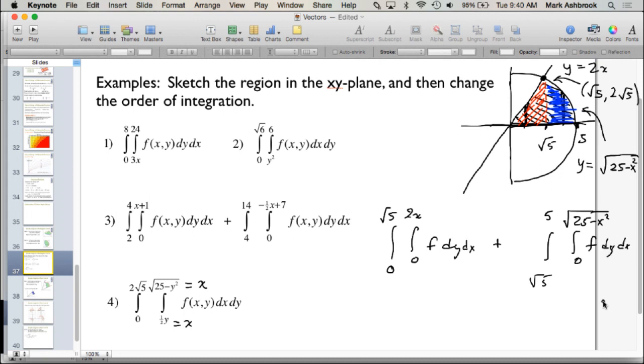Questions on that? All right, so sketch and do number 2 on your blue sheet. Copy it over. You got 2 minutes. Number 2 on your blue sheet.